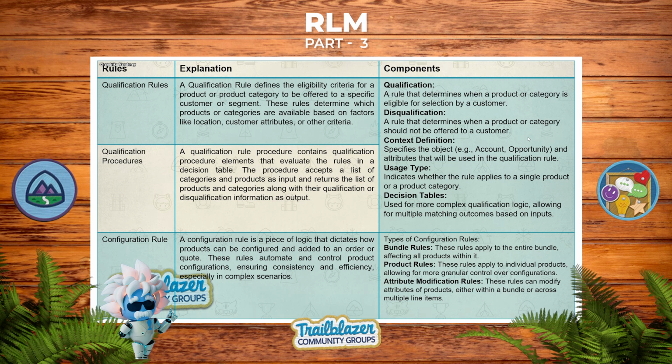It has three components basically. We have to define the rule scope, then we have to set the condition, then we have to perform the action: either add the product or remove the product, or change the attribute or display the attributes. It also validates the products, and you can show a message at the end of the product selection, like why this product is not showing for a specific customer. All those criteria would be defined in the configuration rule.